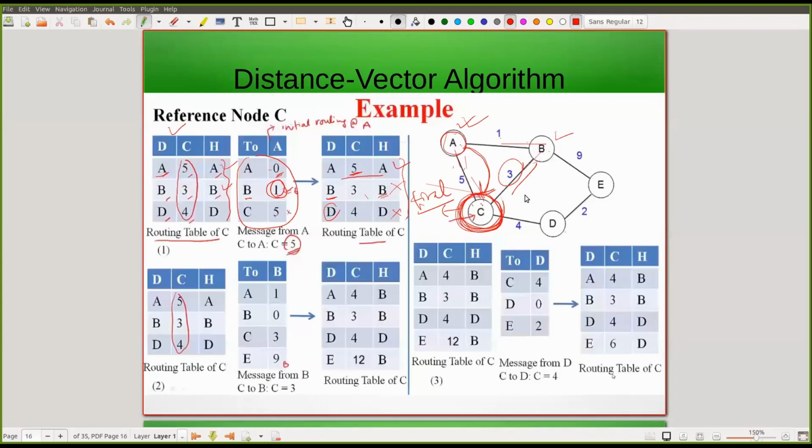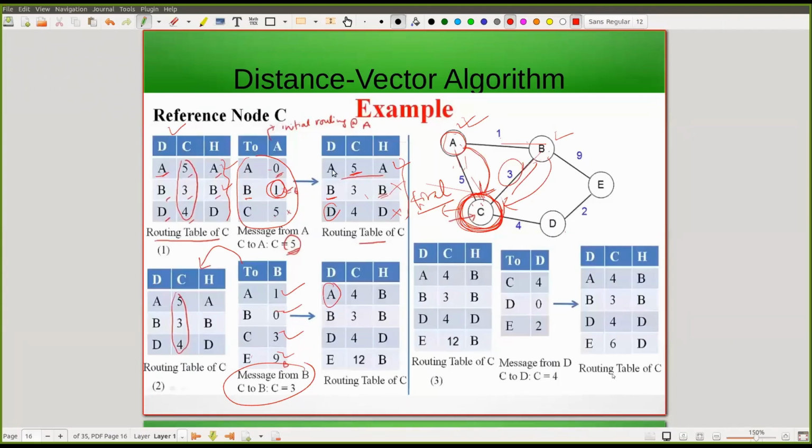Then after a certain period of time, let's say C is receiving a message from B. So now C is receiving the distance vector at B. What is the distance vector at B? Everybody knows the cost of going to A is 1, B to B is 0, C is 3, D is 9. So this is the initial distance vector maintained at B. Now it is going to send it to C. Whenever it is going to send to C, let's see whether there is an update going to happen or not.